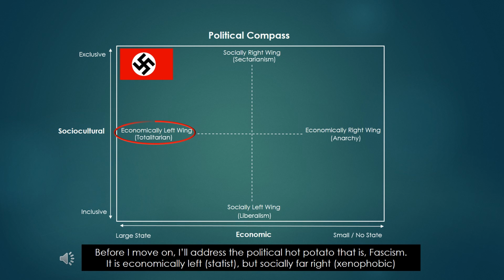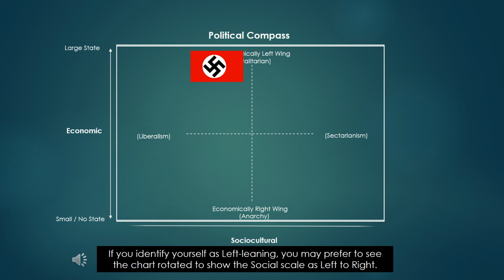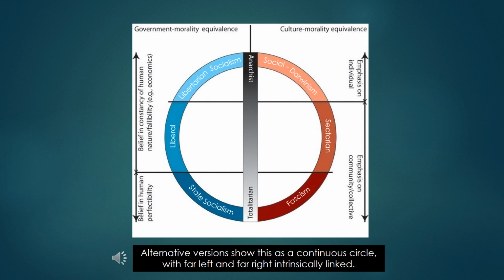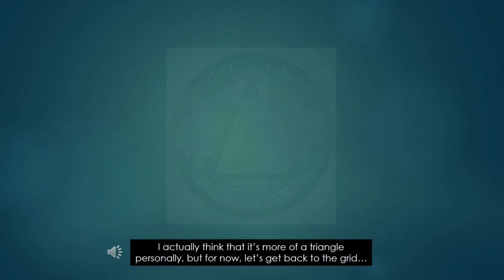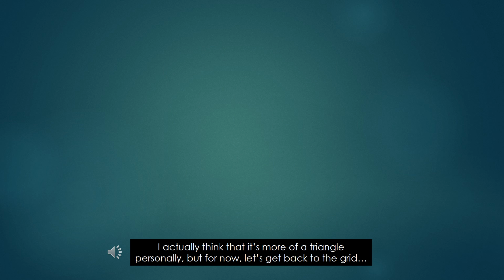Before I move on, I'll address the political hot potato that is fascism. It is economically left, statist, but socially far-right, xenophobic. If you identify yourself as left-leaning, you may prefer to see the chart rotated to show the social scale as left to right. Alternative versions show this as a continuous circle, with far left and far right intrinsically linked. I actually think that it's more of a triangle personally, but for now, let's get back to the grid.